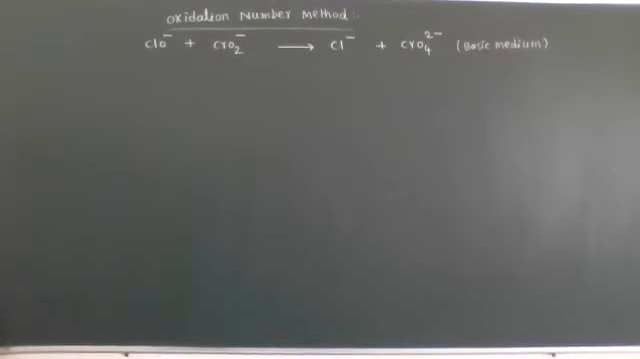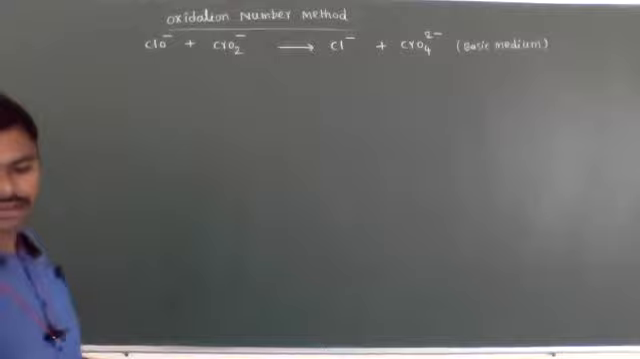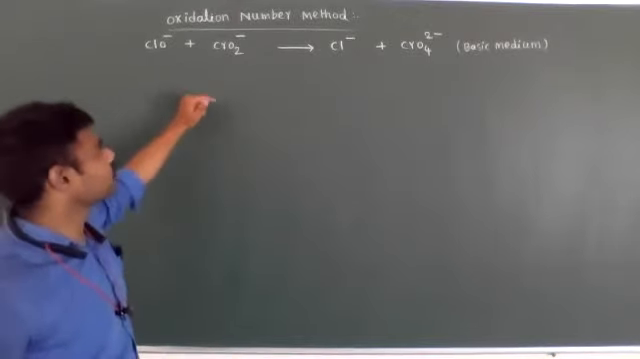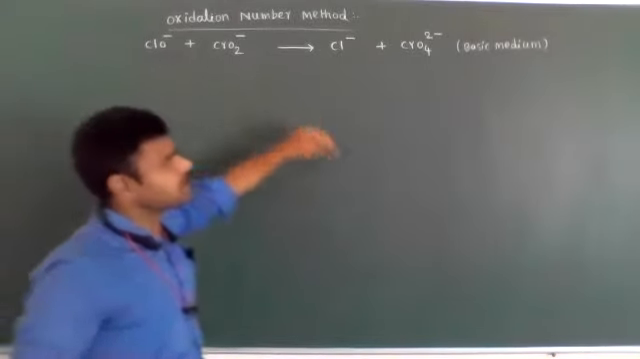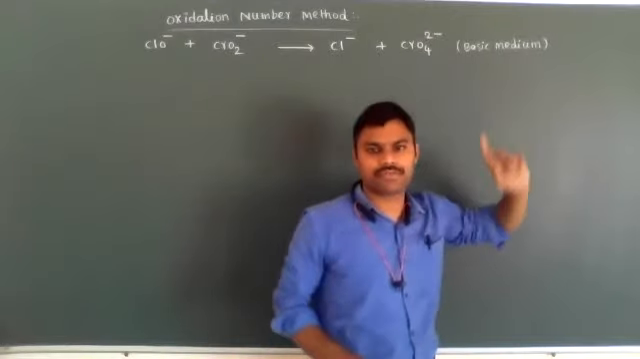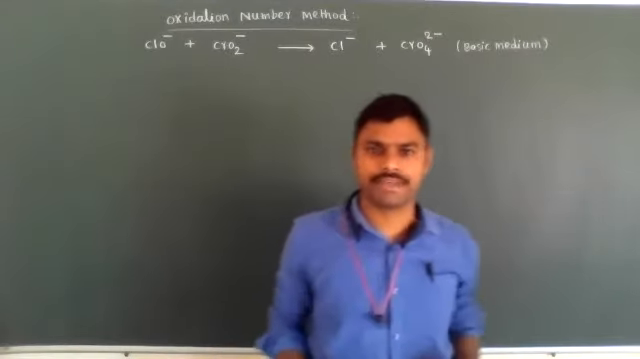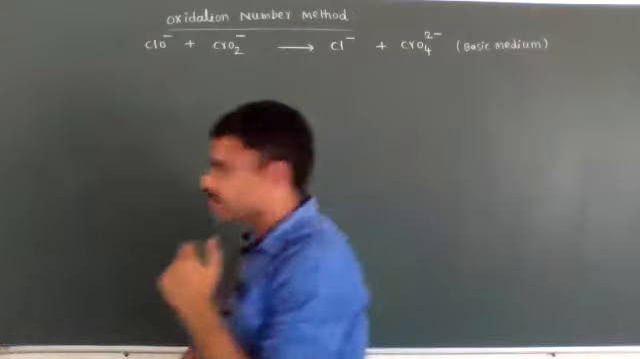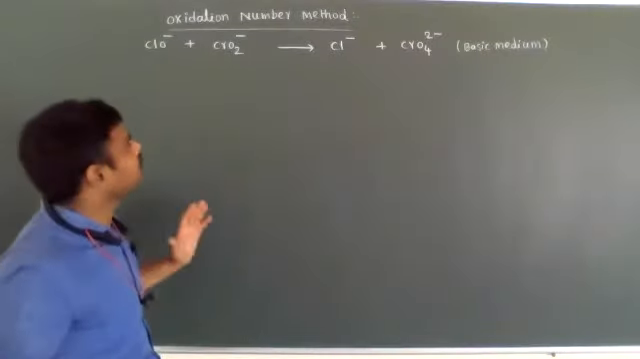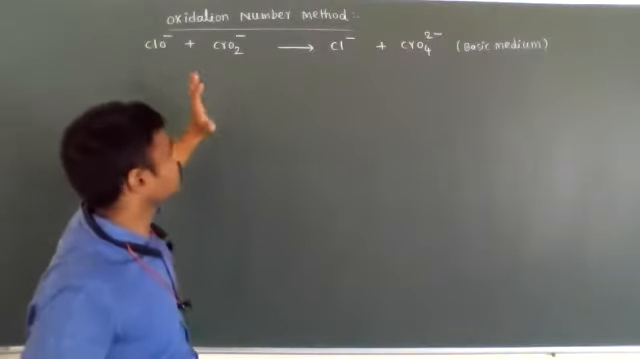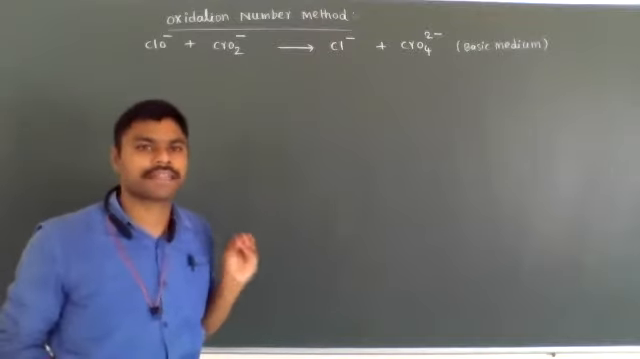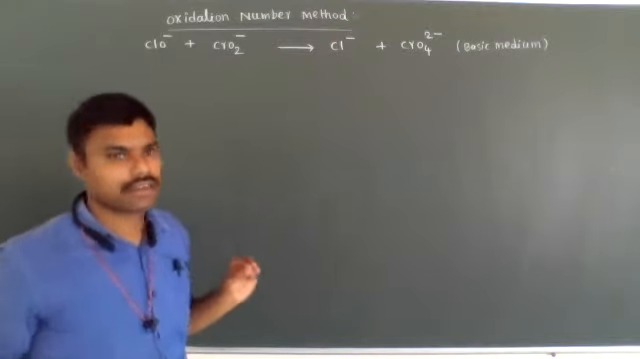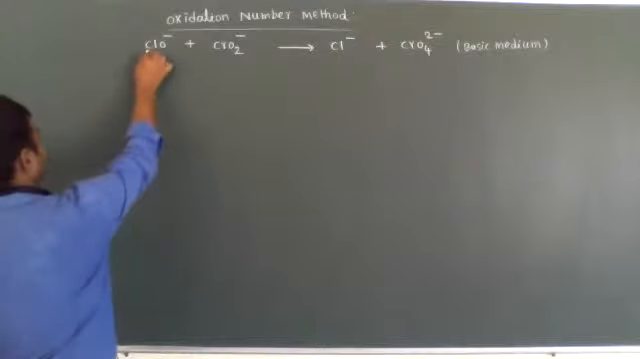So by using the oxidation number method, we have to balance this equation in a basic medium. Okay, students, for balancing this equation in the oxidation number method, first we have to find the oxidation states of the central metal atoms or ions.